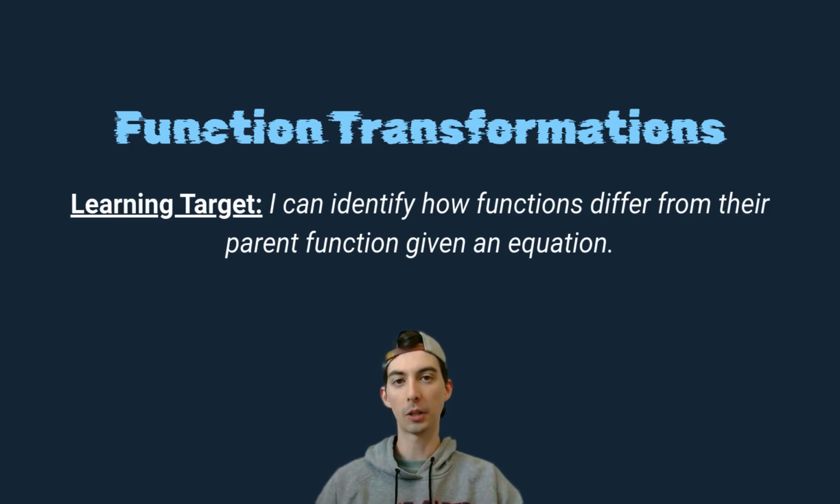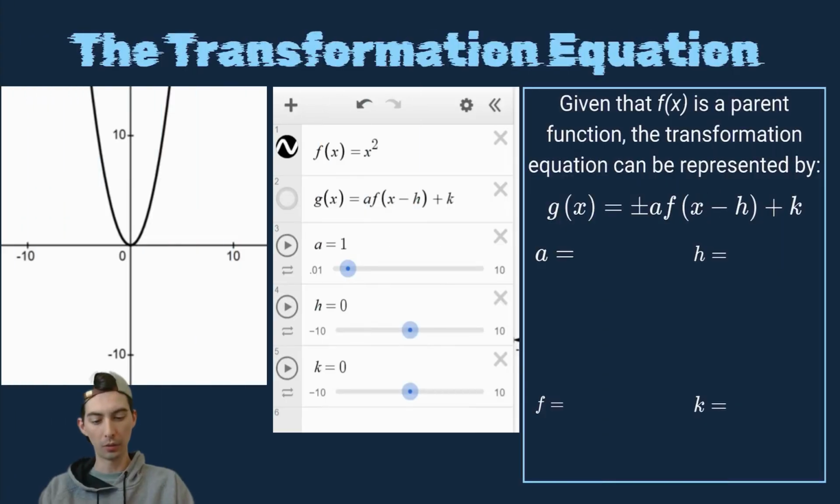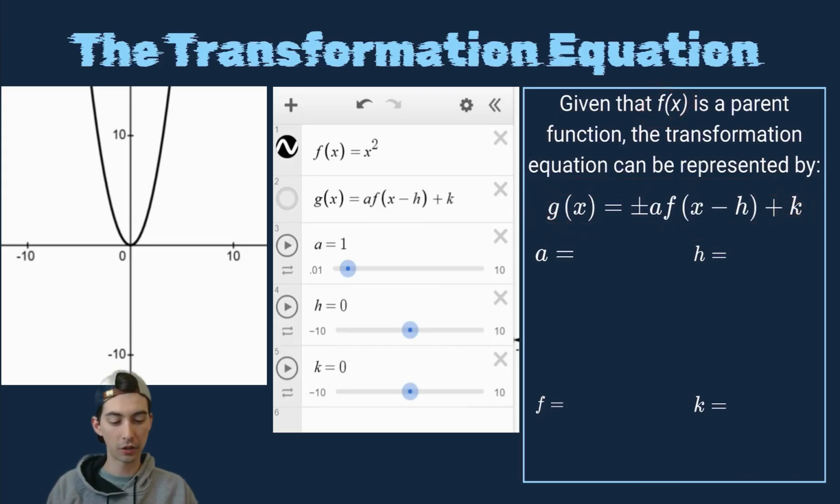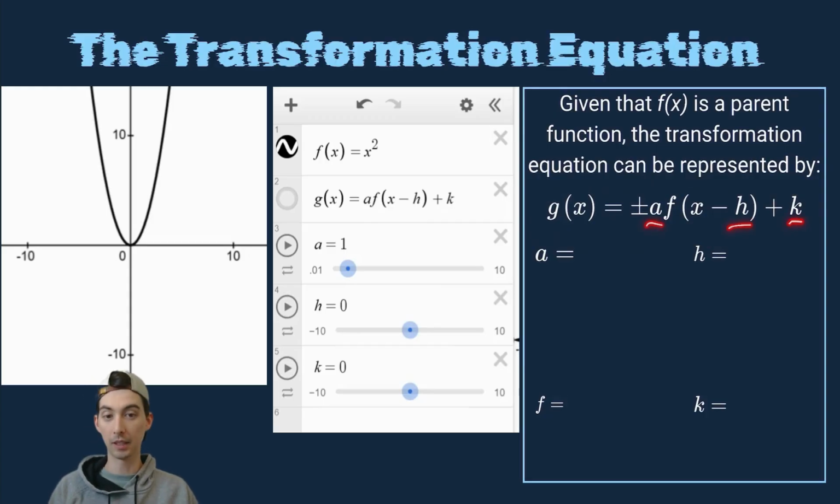In our last lesson, we talked about parent functions and how all of those have different families. In this lesson, we're going to talk more about the functions that are in each family and how they differ from each parent function based on its transformation equation. So here's the transformation equation for whenever f of x is any kind of parent function, we can transform it based on g of x, and all of these letters mean something different.